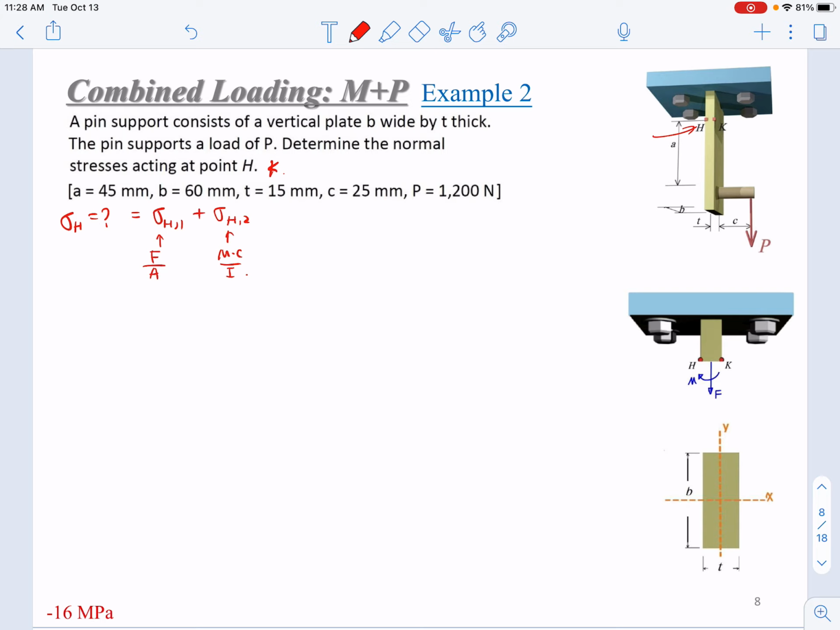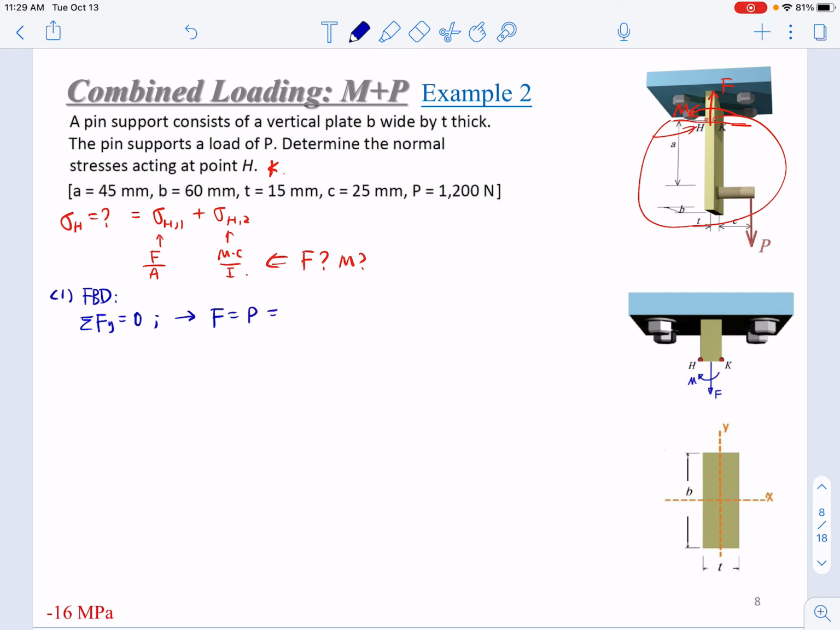Obviously we need to determine the F and M at the beginning. Perhaps you can tell the F and M directly, but if you cannot, we need to do the first step, free body diagram. Cut it to make this part free. So we will have a normal force and a bending moment. This is the F, this is the M. So sum Fy equals 0. From here you will get F equals P.